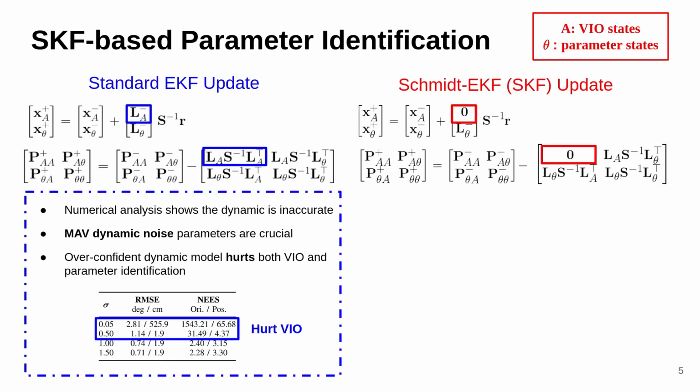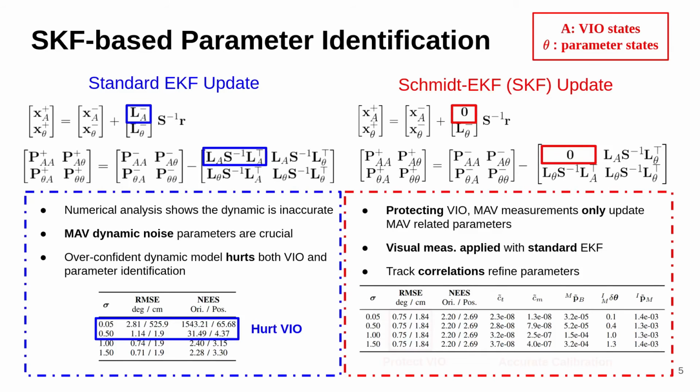The key idea of SKF is to not update the VIO state and its marginal covariance. As the result shows, it protects VIO navigation performance no matter what noise we are using. But the visual measurements are still processed with the standard EKF. As the cross correlations are properly tracked, this will refine parameters and get accurate calibration results.